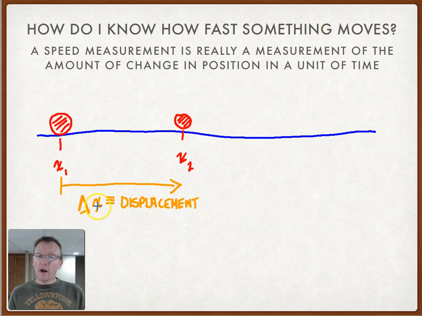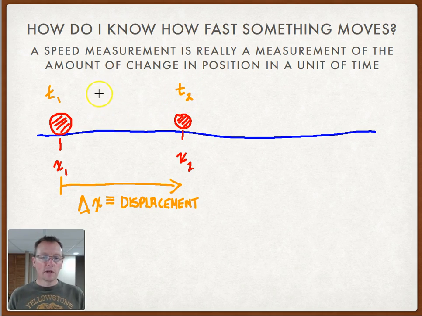Okay, the other thing that we have to take into account is the fact that this displacement had to happen between two different periods of time, or two different instants in time. So when you first noticed the ball, let's say that was time t sub 1, and then later on when you noticed it again, that was time t sub 2.